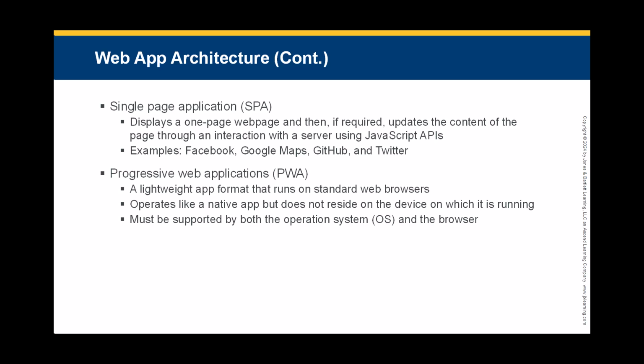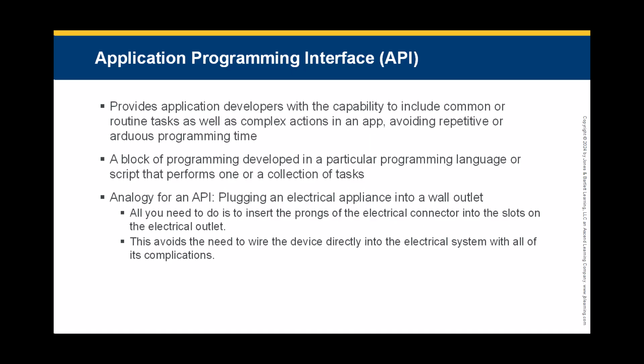Progressive web apps blur the line between web and native apps. They can work offline, send notifications, and be installed on devices without app stores. While convenient, PWAs expand the attack surface and require careful permission management. APIs are the backbone of modern applications. They allow different systems to communicate efficiently without exposing internal logic.